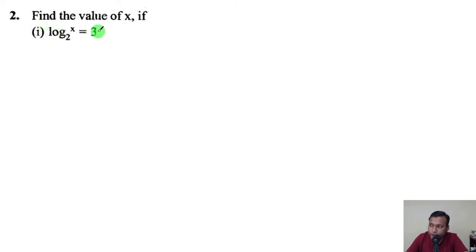We have to find the value of x if log x to the base 2 equal to 3. So this is a very simple question. Here this is given in the logarithm form. We will express it in the exponential form. For example, if log m to the base a equal to x, then we write a power x equal to m.